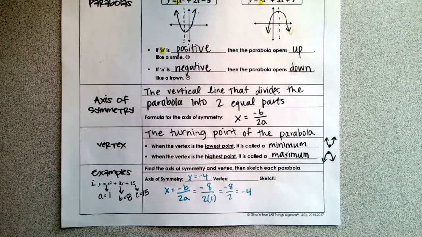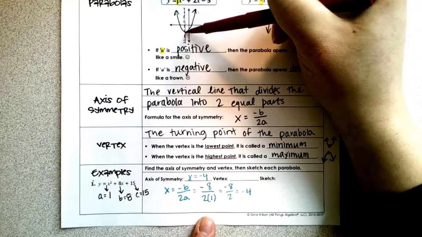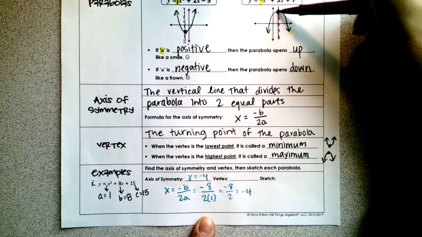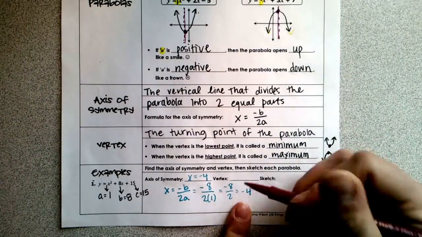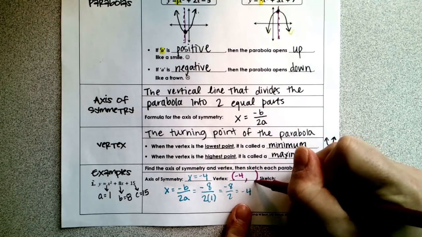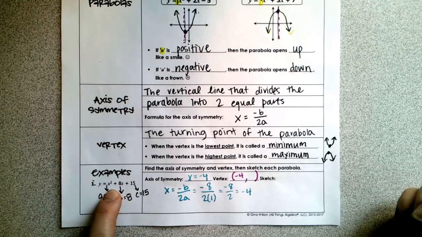For the vertex, since the axis of symmetry always goes right through the vertex, right? Here's the axis of symmetry, here's the vertex, they go through it. They share an x value, so the vertex is going to have an x value of -4. We just need to find the y value, and the way we do that is we take this x value and we plug it into our equation.